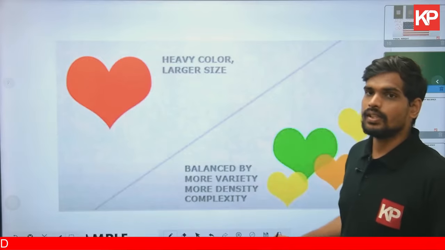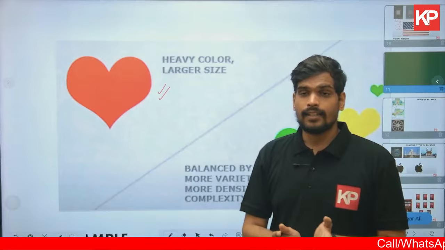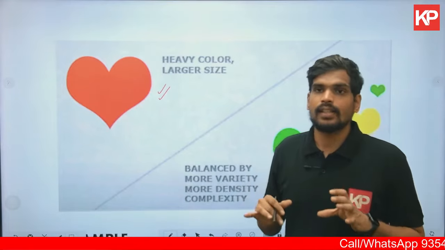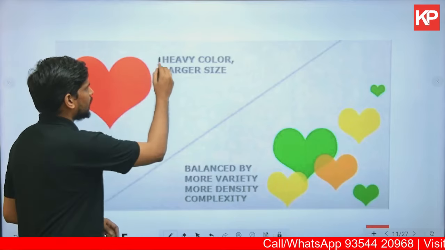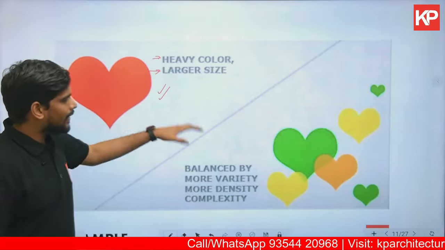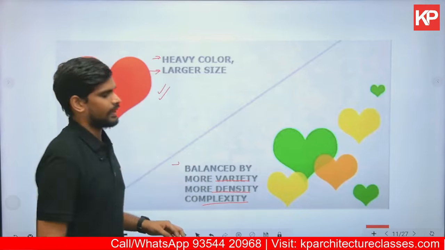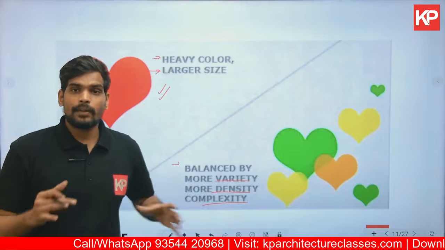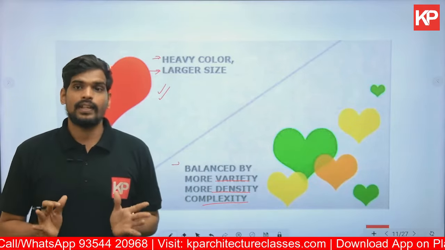It's a composition, one heavy red colored heart. It's a large size heart and a very heavy color, red color, that is being balanced by, so this heavy color large size, it is balanced by more variety, density and complexity. Density because elements are closely packed, complexity because there is a variation of color, different colors.